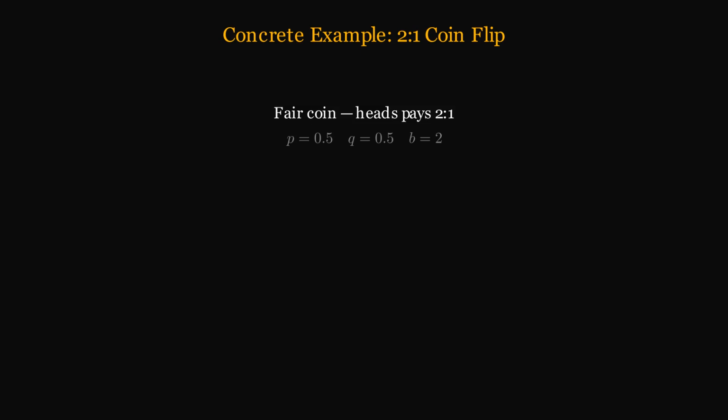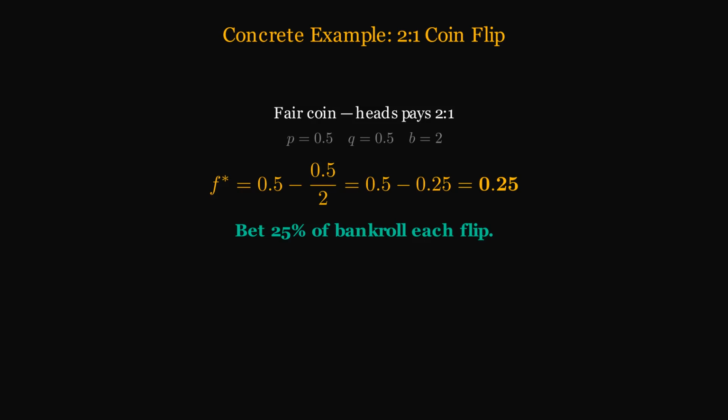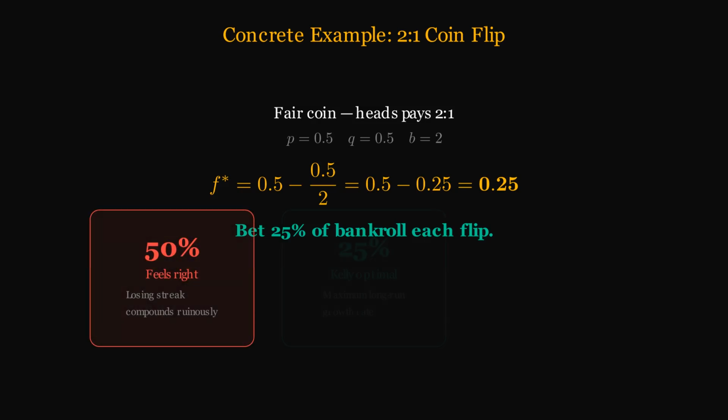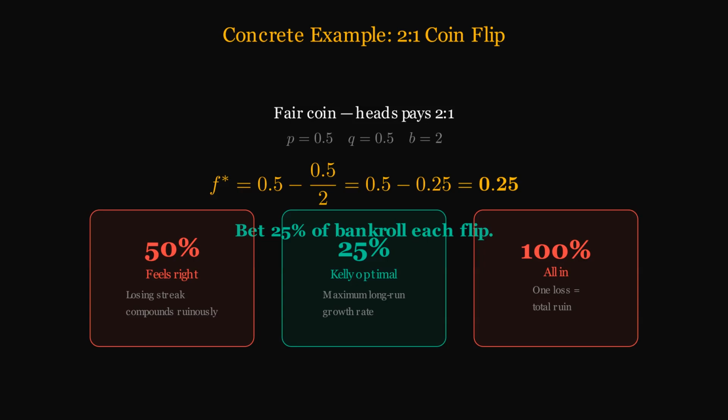Concrete example: a fair coin where heads pays 2 to 1. P equals 0.5, Q equals 0.5, B equals 2. Kelly says bet 25% of your bankroll each flip. Not 50%, that feels right, but a losing streak compounds ruinously. Not 100%, one loss wipes you out. 25%, because the mathematics proves that is the exact fraction that maximizes compound wealth over time.